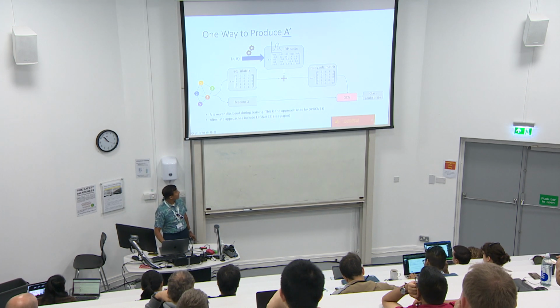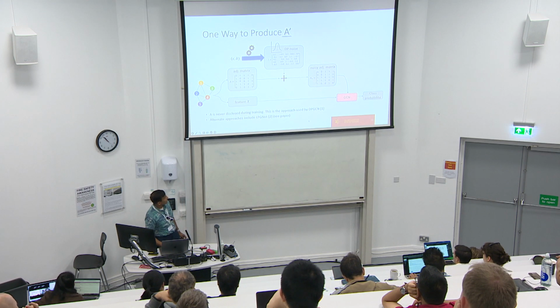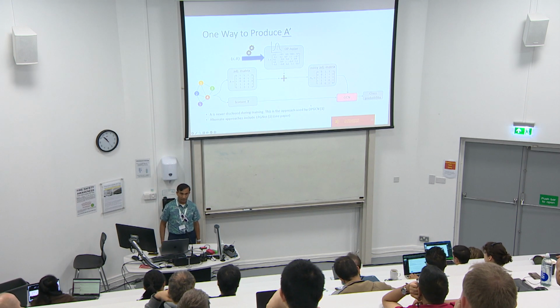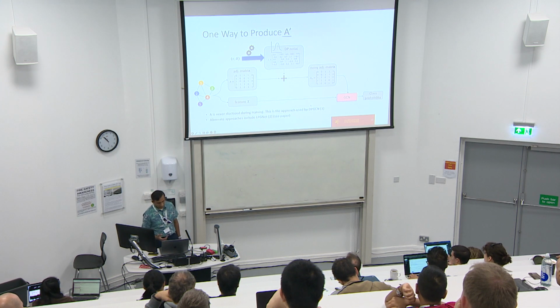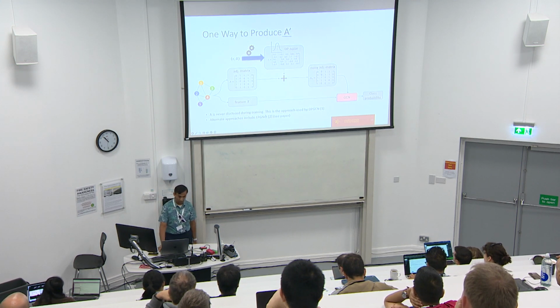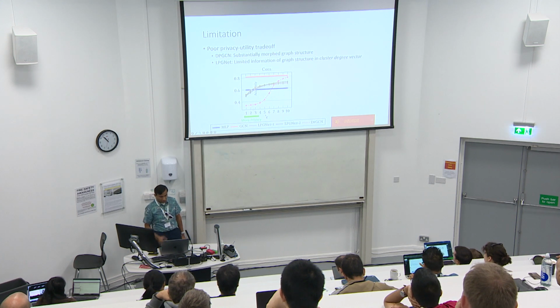And in fact, this is exactly the approach that is taken by DPGCN, one of the well-known papers on differentially private graph convolutional networks. And there are also other approaches such as LPGNet. You can see the paper for more details for this approach. And so the question therefore is, what are the problems with these existing approaches?